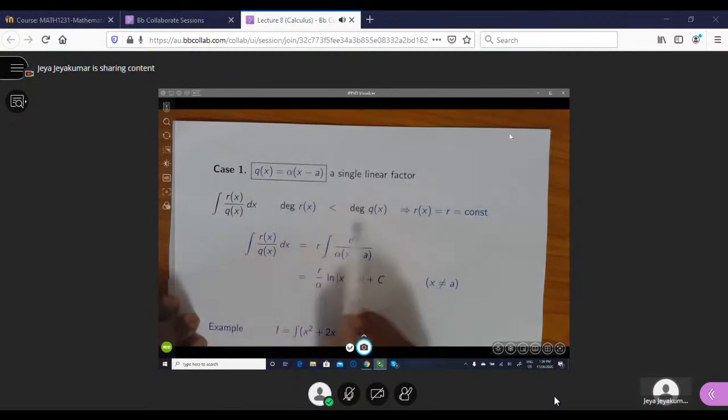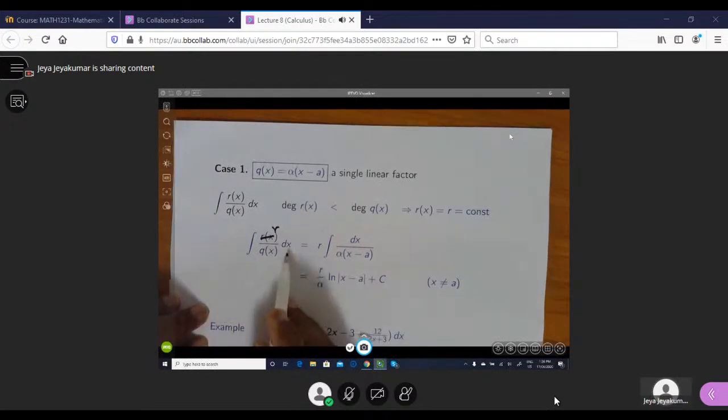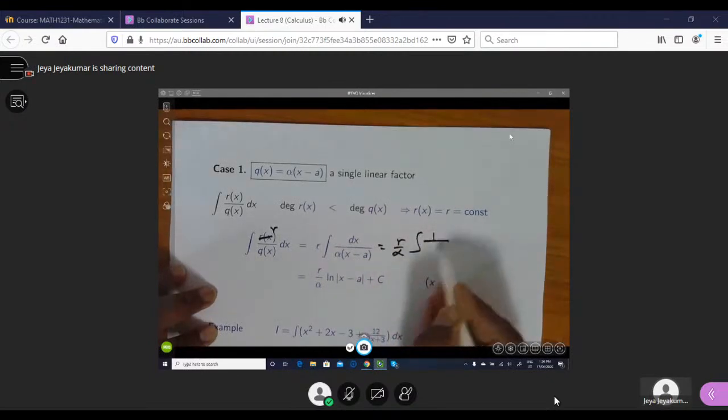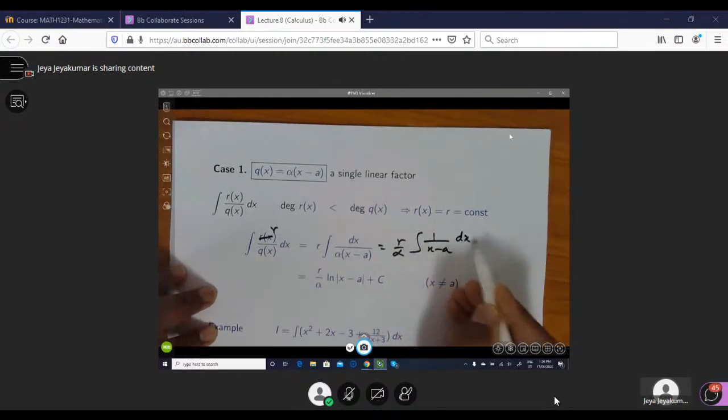So you can write this. Rx is simply constant, you can write it as R over Qx dx. So Qx has the form alpha times x minus a. It's a very simple integral. The alpha is a constant, R is a constant. So this one is R over alpha times 1 over x minus a dx.